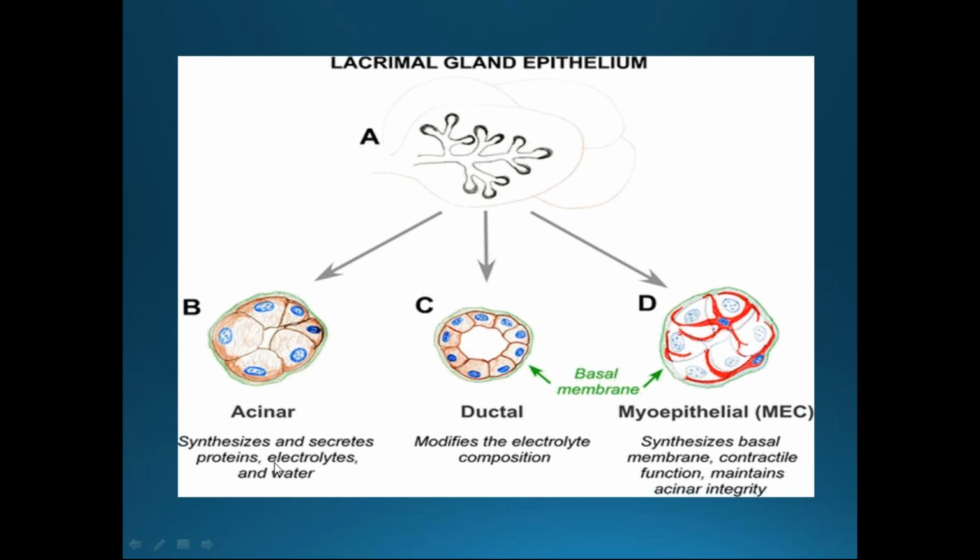Acini cells synthesize and secrete proteins, electrolytes, and water. The ductal cells modify the electrolyte composition. The myoepithelial cells synthesize the basal membrane, are contractile in function, and maintain the integrity of the acini.